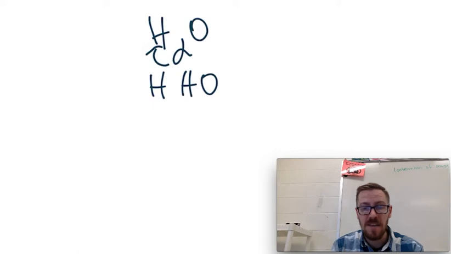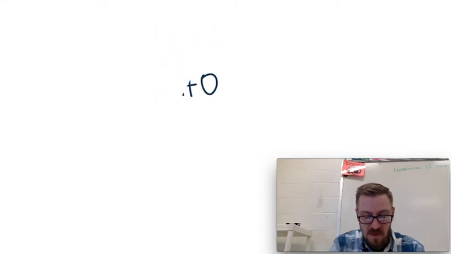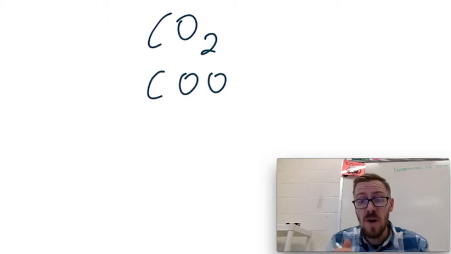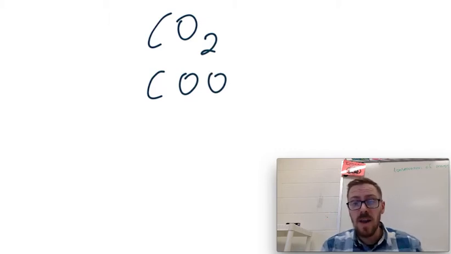If I had you diagram this, that's a diagram. It's a drawing. 2 hydrogen, 1 oxygen. Or another easy example to start with would be CO2. You've heard it called carbon dioxide. CO2 would be COO. 2 oxygen, 1 carbon.